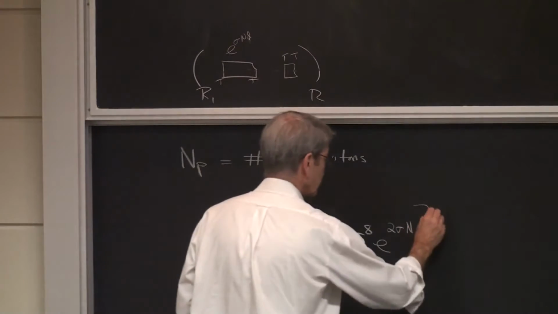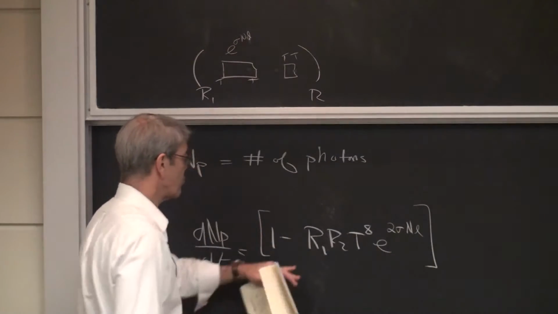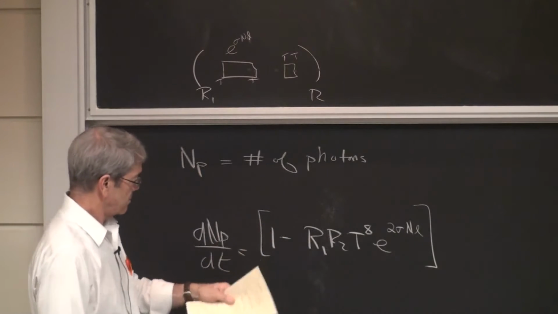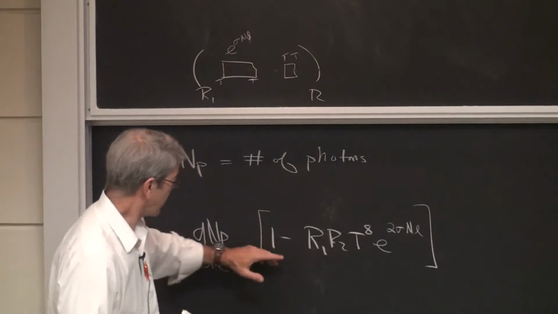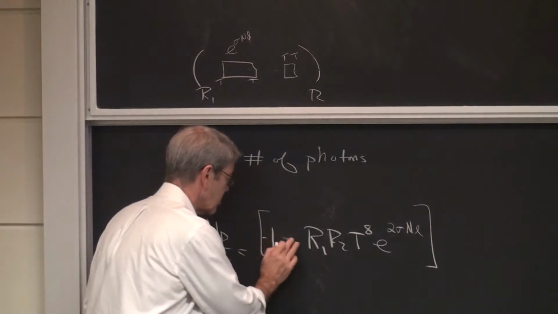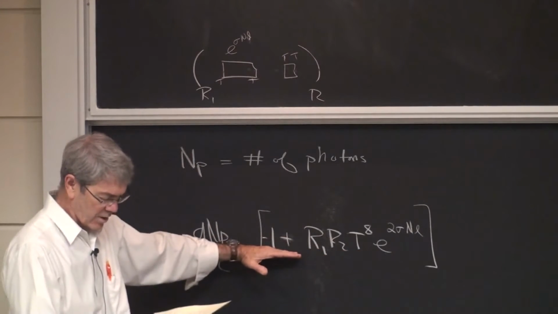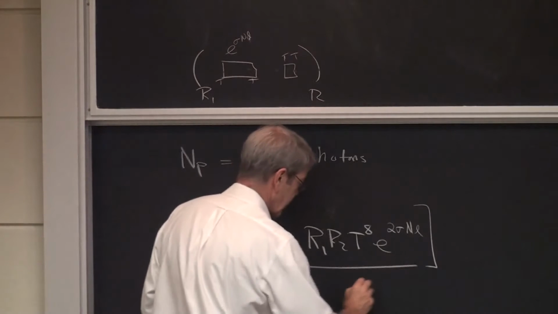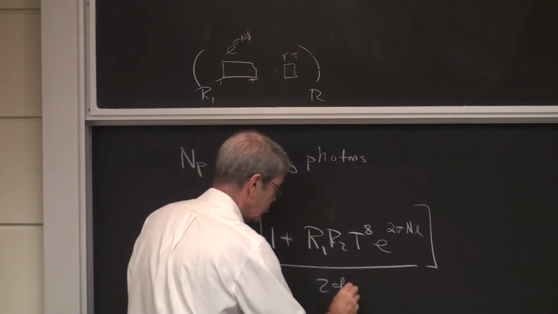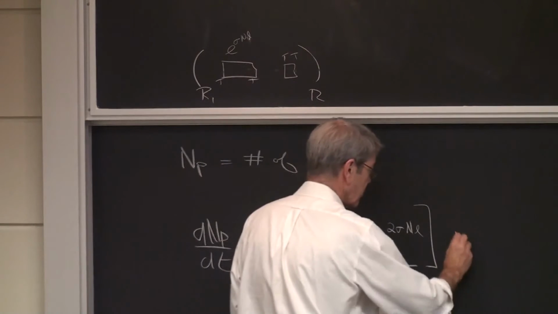So here's what I'm putting in. I guess I have the signs wrong. This is -1. Here's what I'm putting in. I lose that per round trip. Divide by the round trip time, 2d over c. And here's my number of photons.